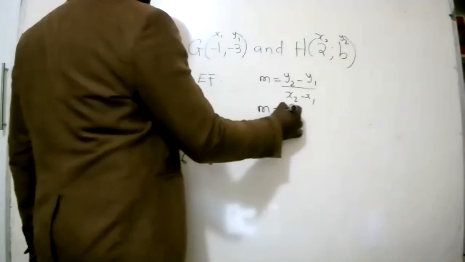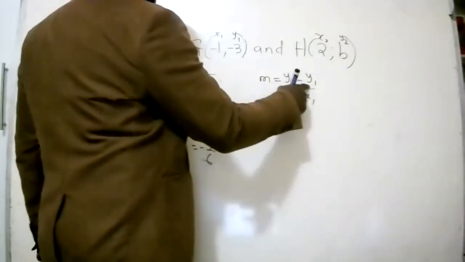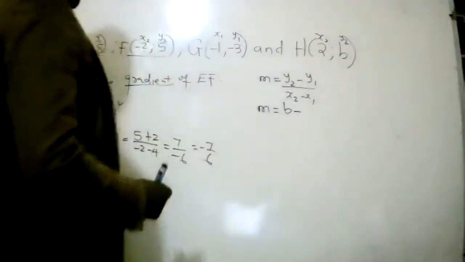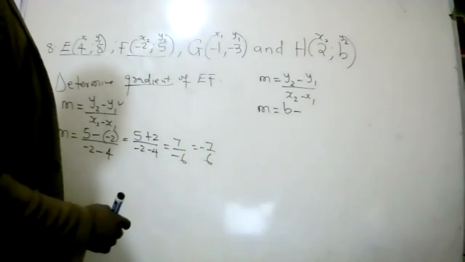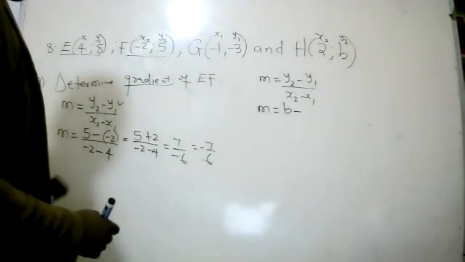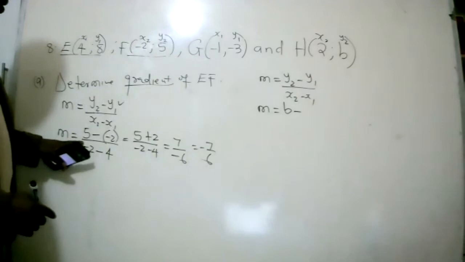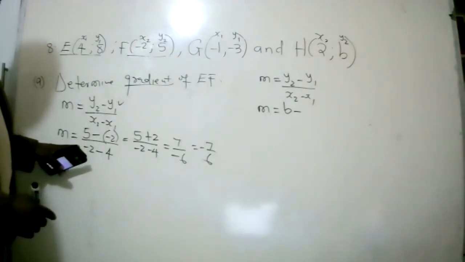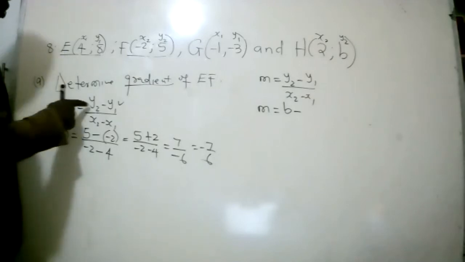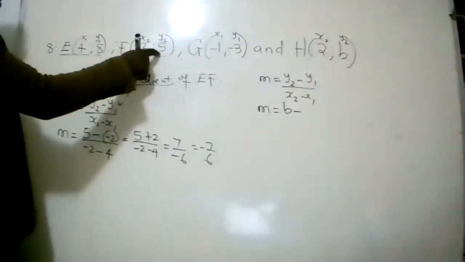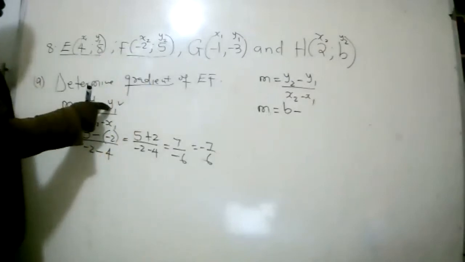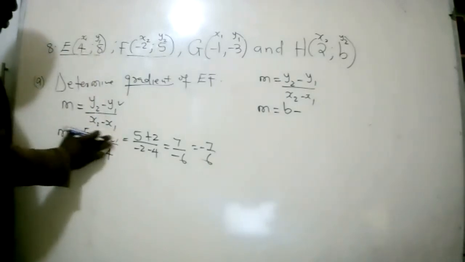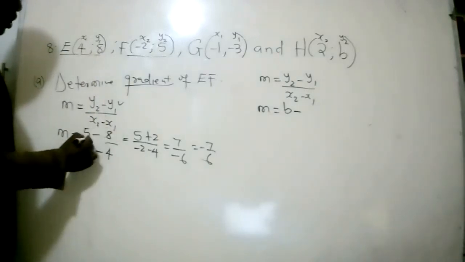And then Y2 we are given is B, and then Y1 is what? No, let's go back here. There's something wrong I've done here. So where we have Y2, we substitute 5. And then where we have Y1, what do we have to substitute? We have to substitute 8. Sorry about this. Yes, it must be 8.